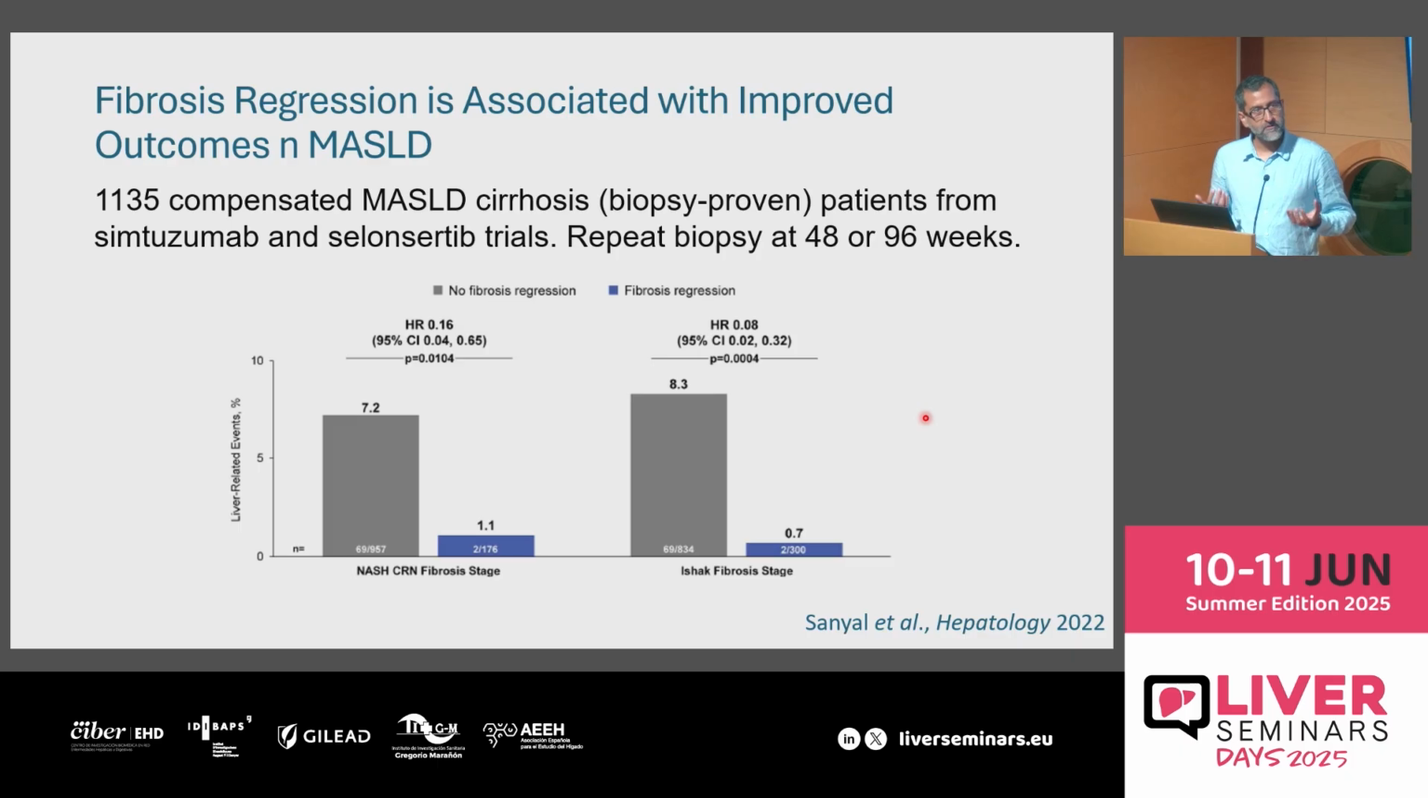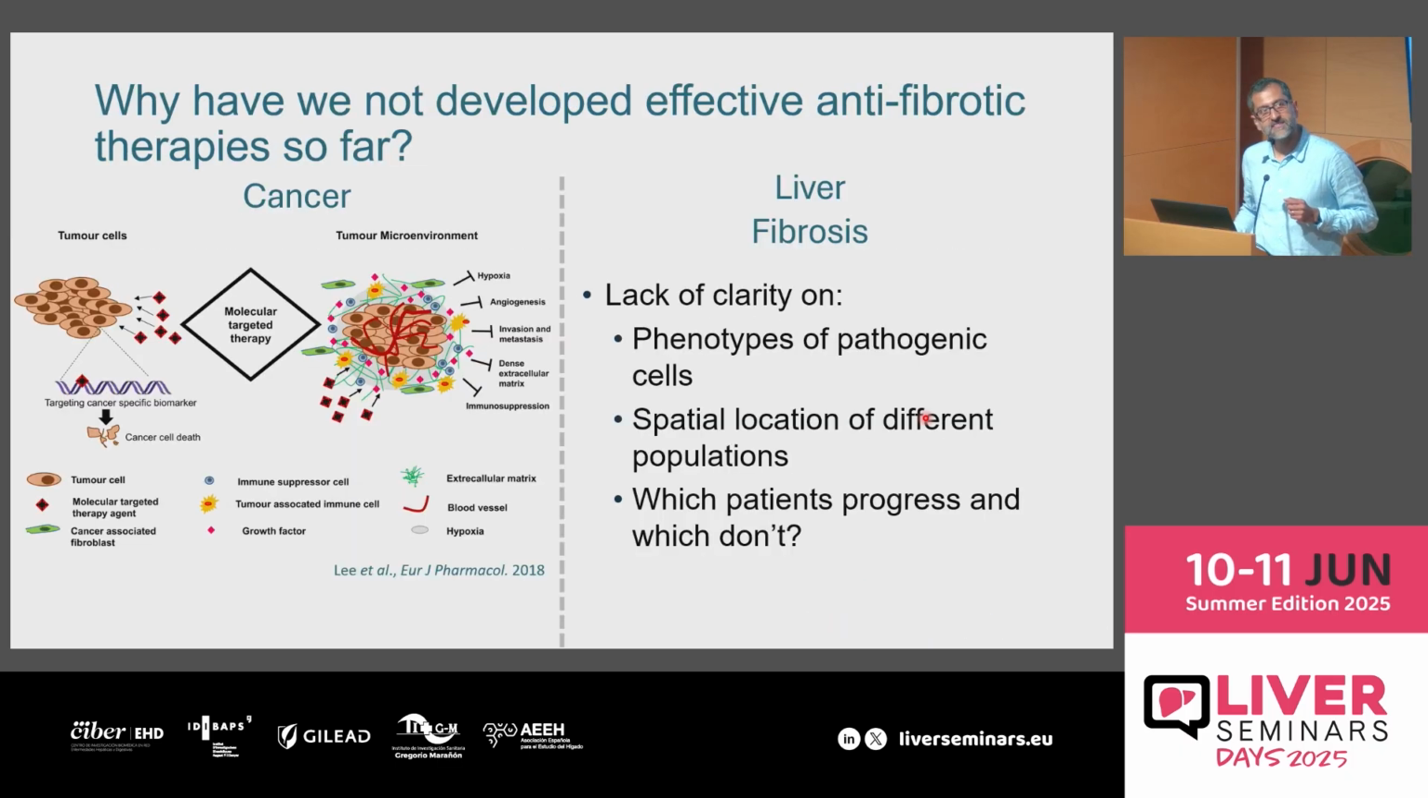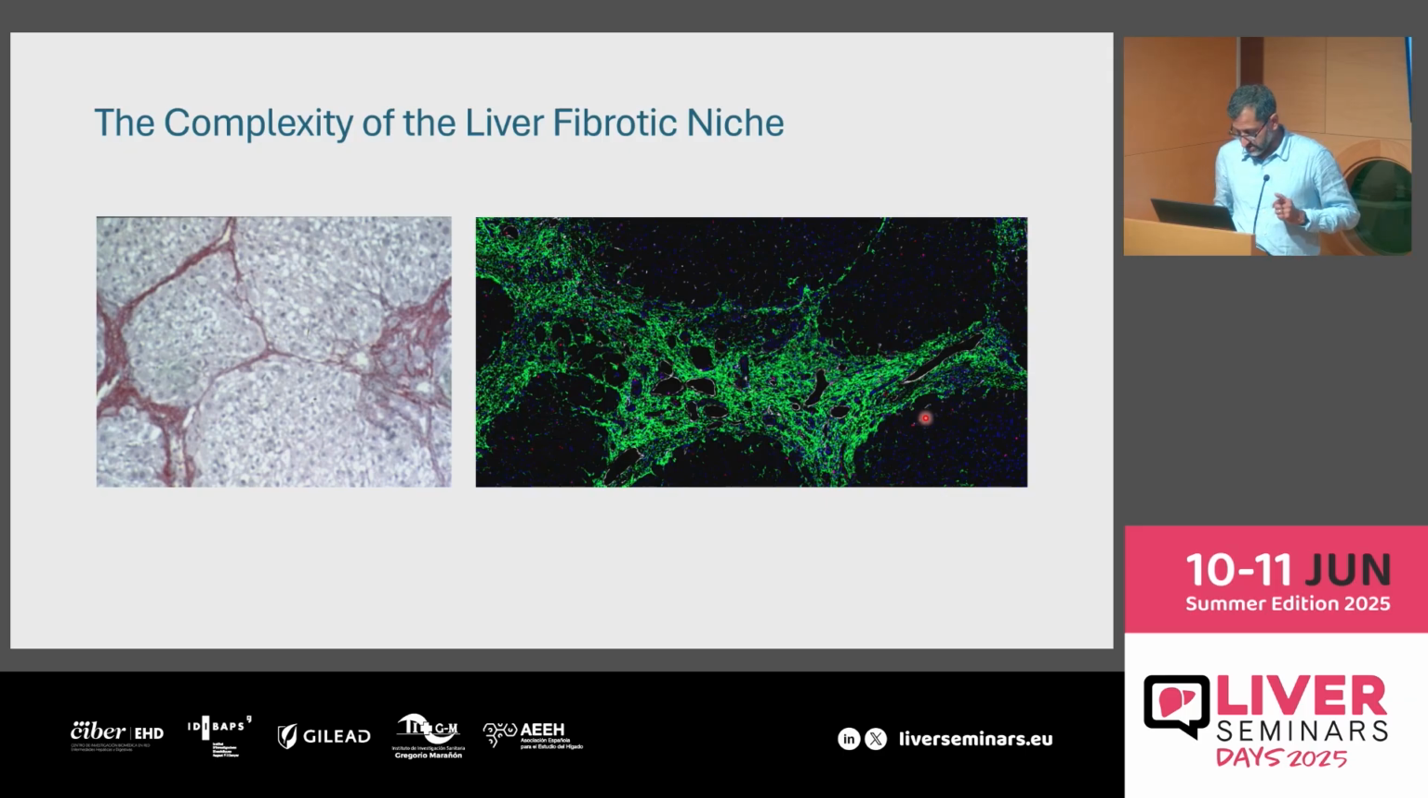A lot of the MASLD drug trials have been a bit disappointing in terms of fibrosis regression, but if you look at the subgroup analysis and identify the patients that do show evidence of fibrosis regression, they have a better outcome. So more fibrosis is bad, improving fibrosis is good. Because of that, there's obviously a huge amount of interest in developing therapies for fibrosis, so antifibrotic therapies. But as yet, we don't really have anything effective which we can use in the clinic. So why is that?